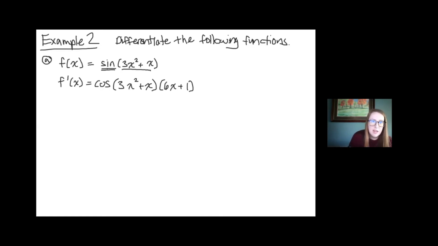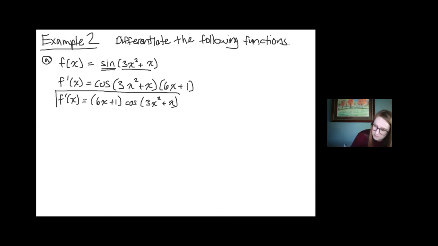What it looks like right now is we're taking the cosine of all of this, when really we're just taking the cosine of this. So I'm going to rewrite this derivative so that it doesn't look like that. I'm going to put 6x plus 1 first, and then the cosine of 3x squared plus x. And that's going to be my final answer.